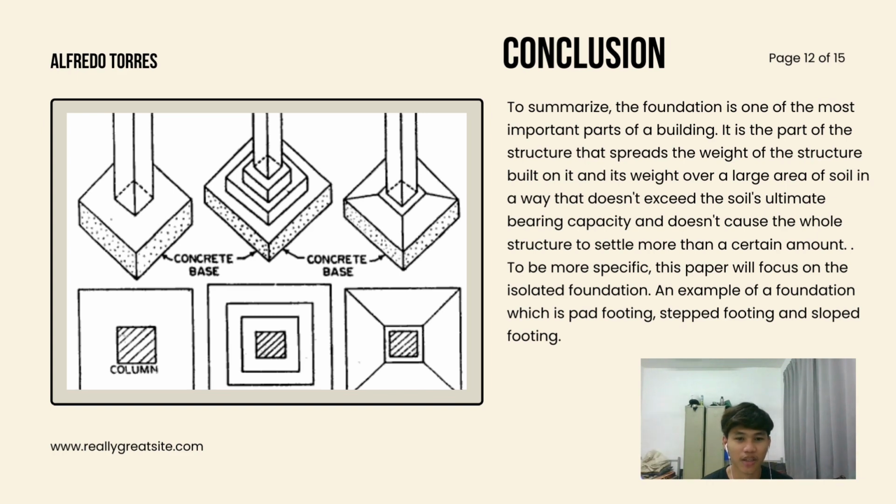It is the part of the structure that spreads the weight of the structure built on it over a large area of soil in a way that doesn't exceed the soil's ultimate bearing capacity and doesn't cause the whole structure to settle more than a certain amount. To be more specific, this paper will focus on the isolated foundation and examples of foundation, which are flat footing, step footing, and slope footing.